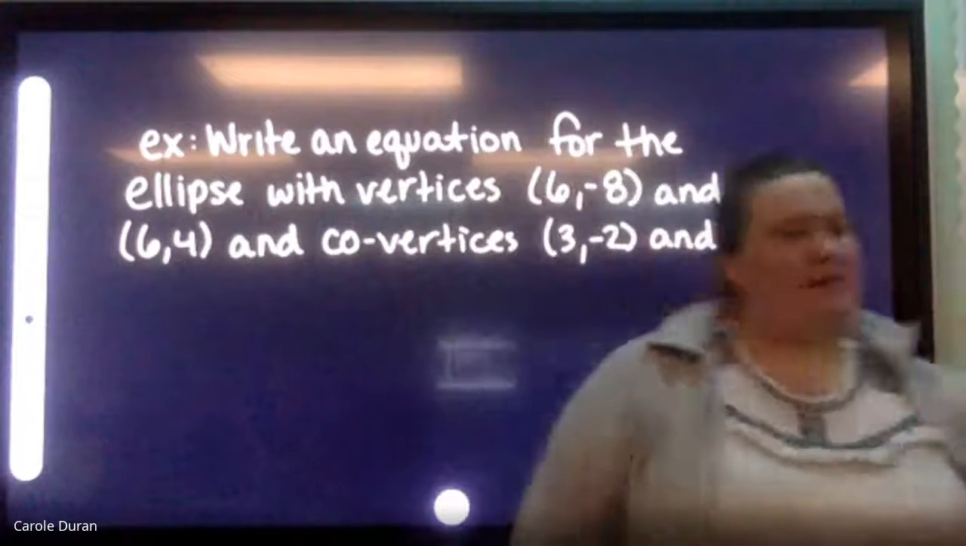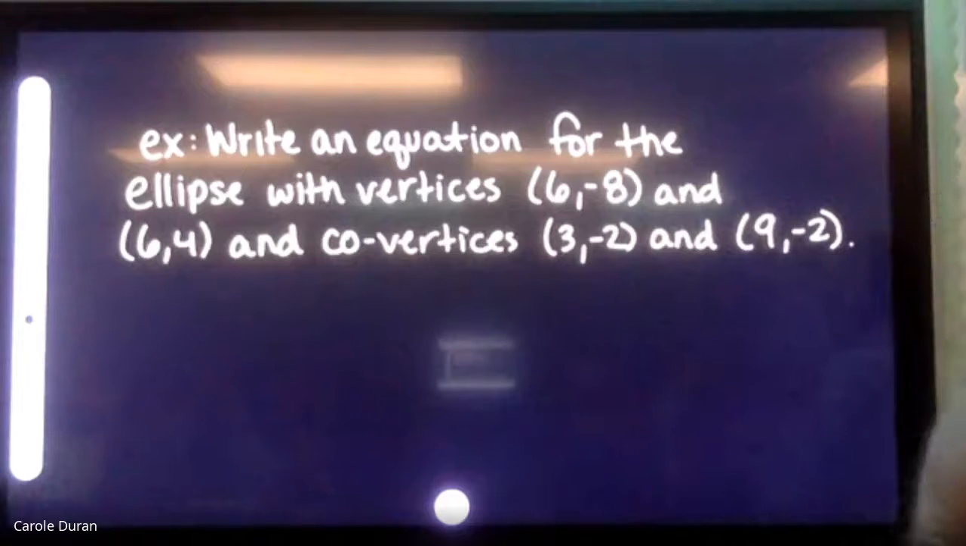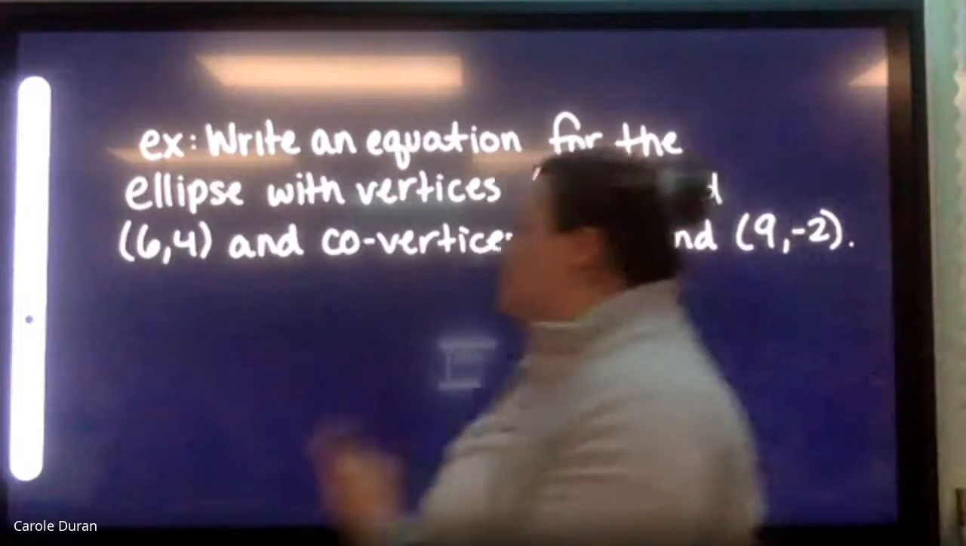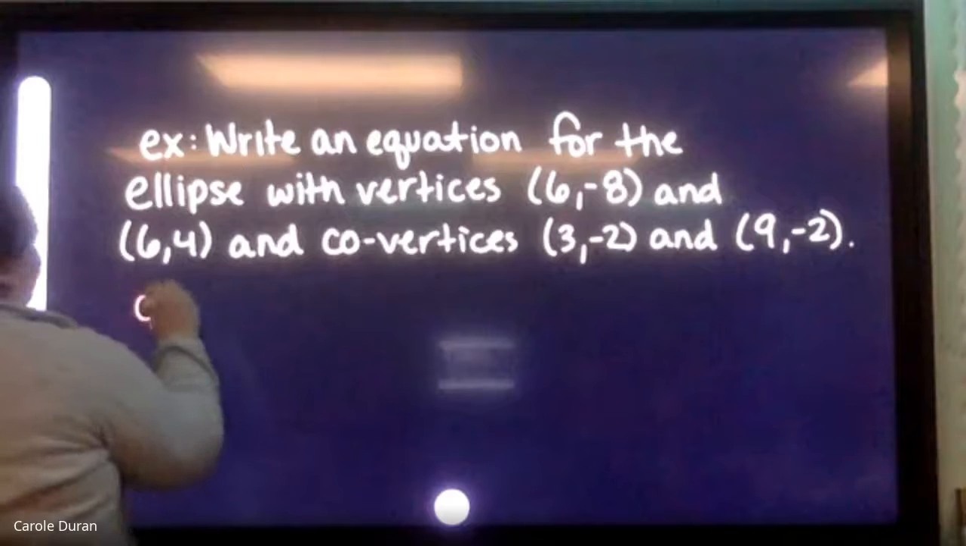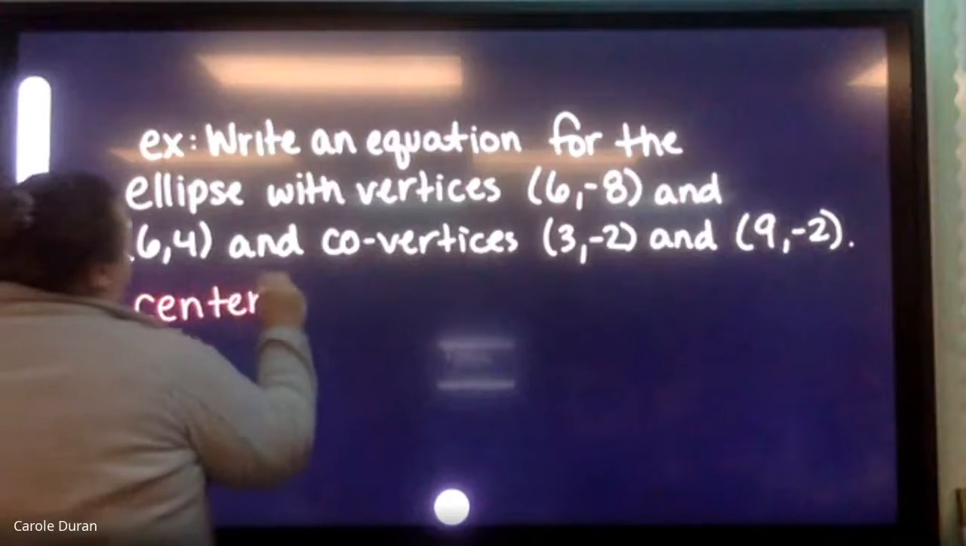So those are the 4 pieces of information I have to know in order to write the correct equation for this ellipse. So I'm going to go ahead and write those here so I don't forget that these are what I have to solve for.